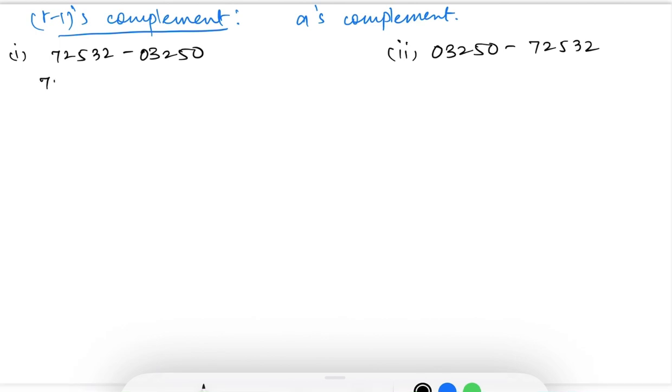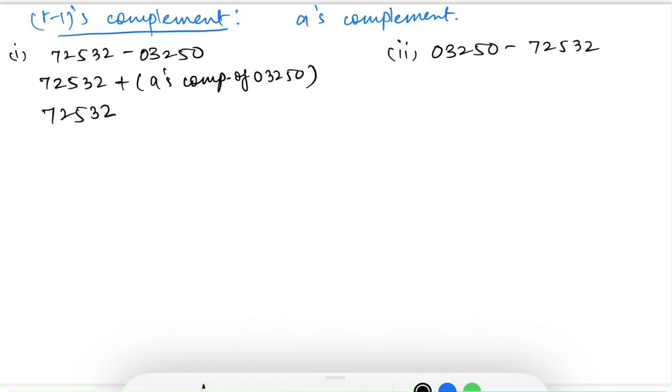Now what? 72532 plus the 9's complement of 03250. We know what the 9's complement is: subtract each digit from 9. So it will be 96749. Right? Add these numbers. This is the answer. Now, are you encountering an end carry? Yes, there is an end carry.